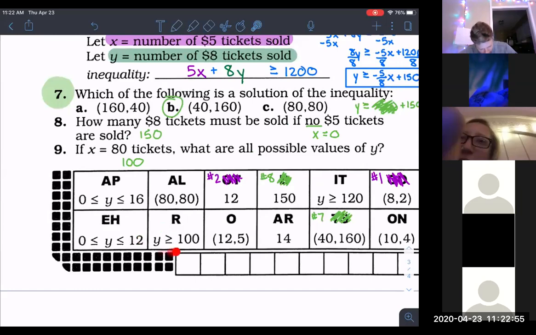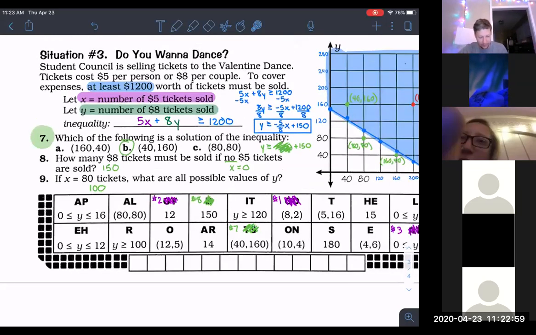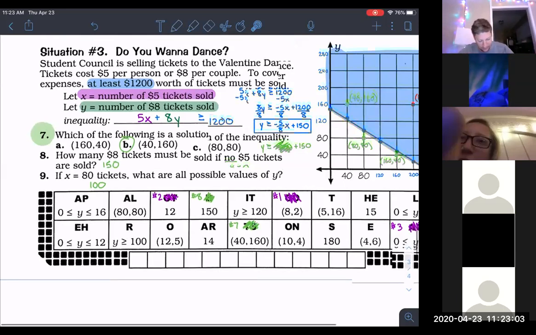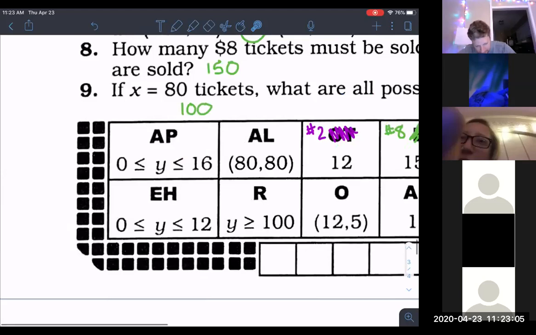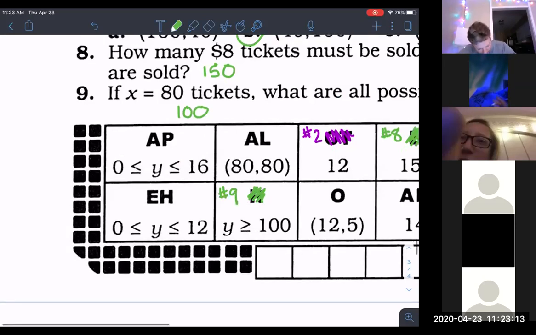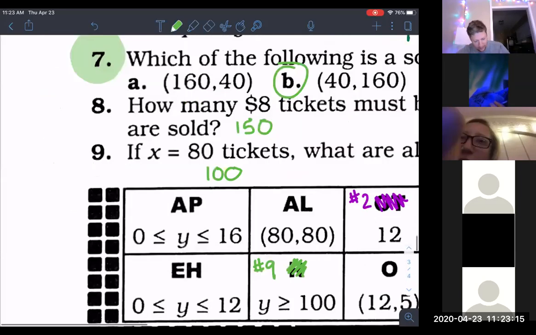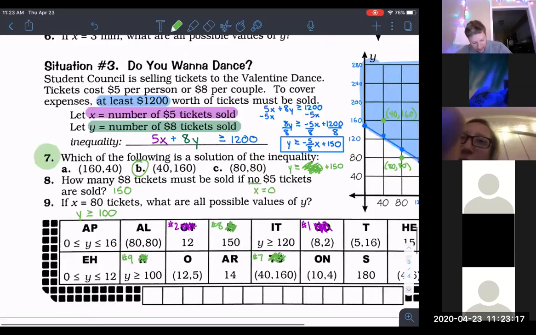Y is greater than or equal to 100. If Y is equal to 100, they make exactly $1,200. If Y is greater than 100, they'll make more than $1,200. So this is the expression that we want to use. So we're going to cross out the R, put a number 9 here. And then the answer would be Y is greater than or equal to 100. And we know that just from looking at the graph.